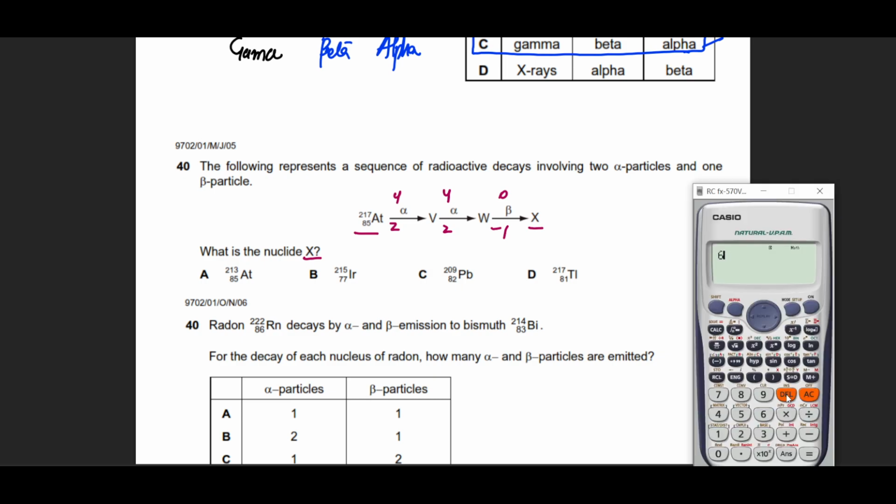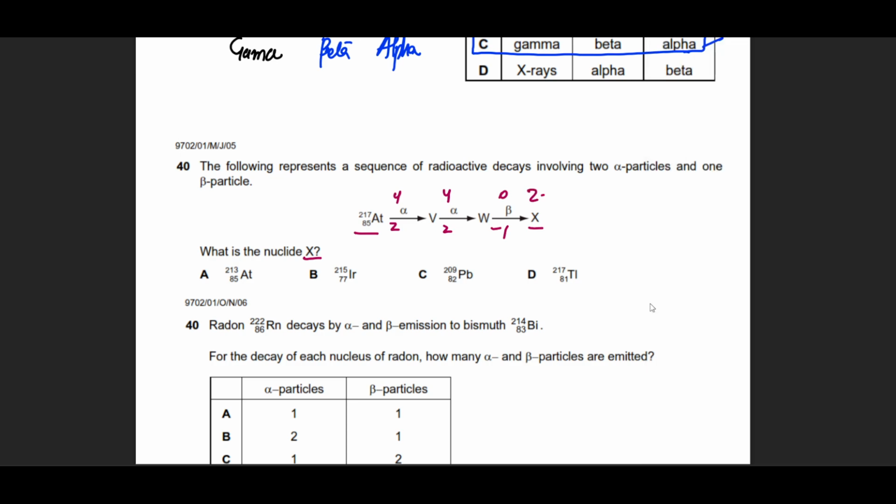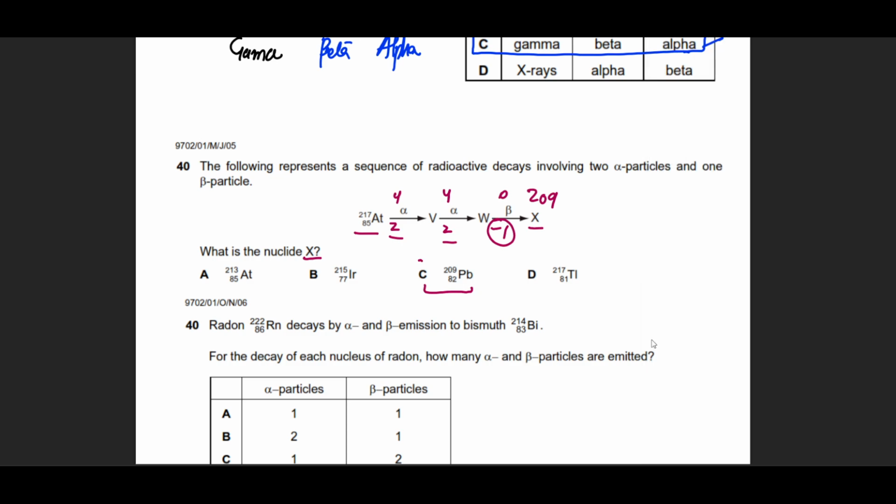So we have 217 and subtracting 2 alphas. So this is 217 minus 4, and beta is 0, so subtracting that becomes nothing. So this is 209. So X should be 209, right? So I can go straight towards option C, but let's calculate for the rest of them. It starts with 85. So 85 minus 2 plus 1. Be careful about this one. So this will be 85 minus 2 plus 1. This will become 82, which is option C precisely.